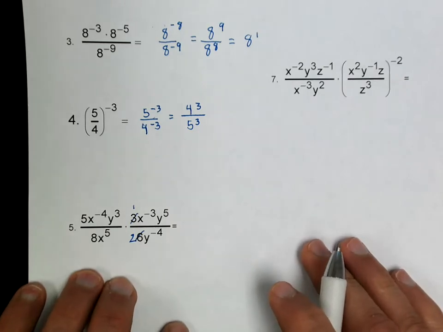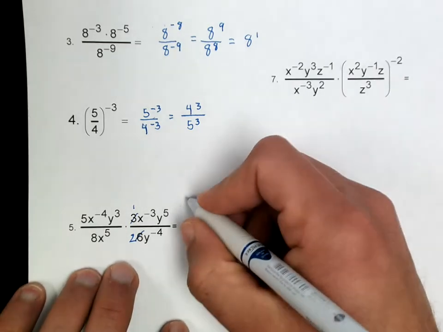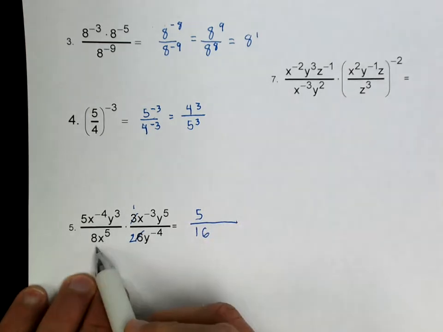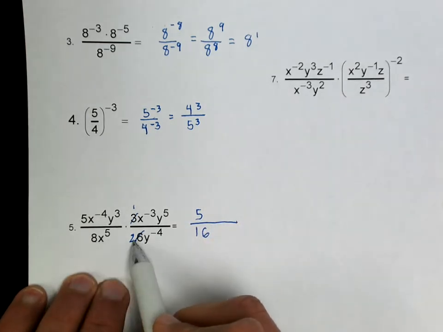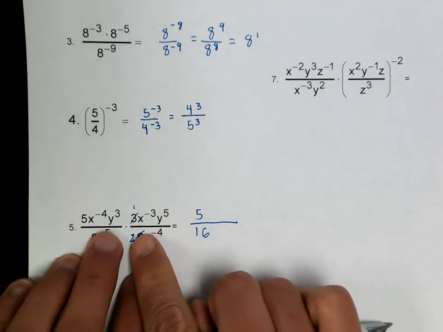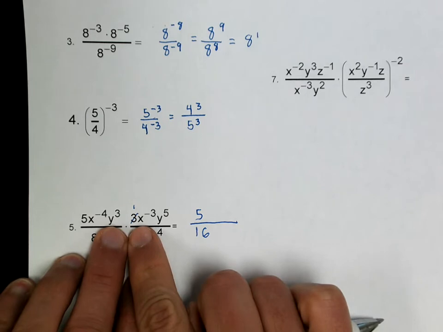So what I have here is 5 over 16, alright? That 16 came from multiplying 8 times 2 here, and that 5 is this 5. Alright, so now, again, what I'm going to do first is multiply everything in the numerator together.